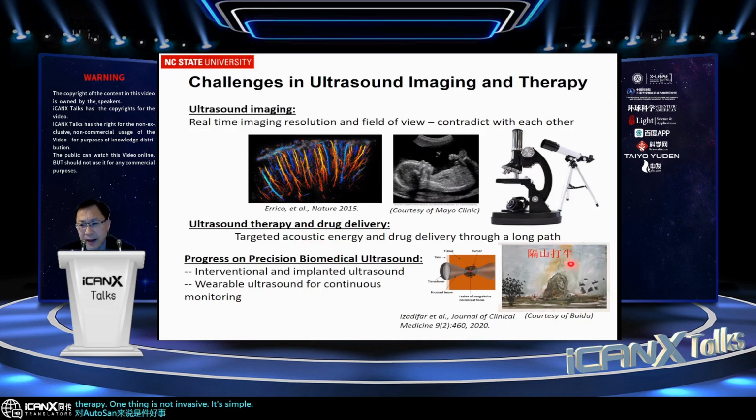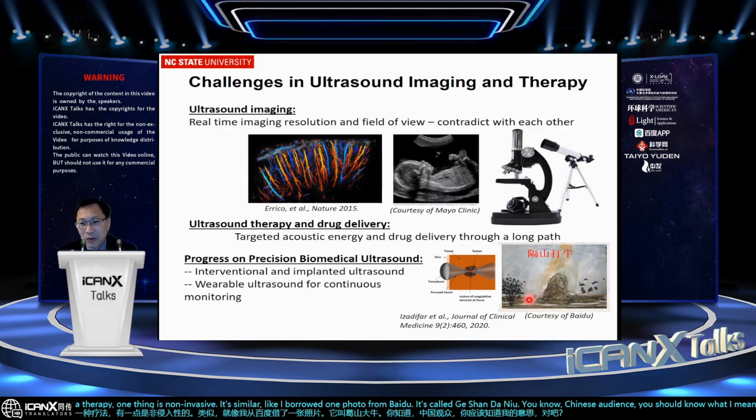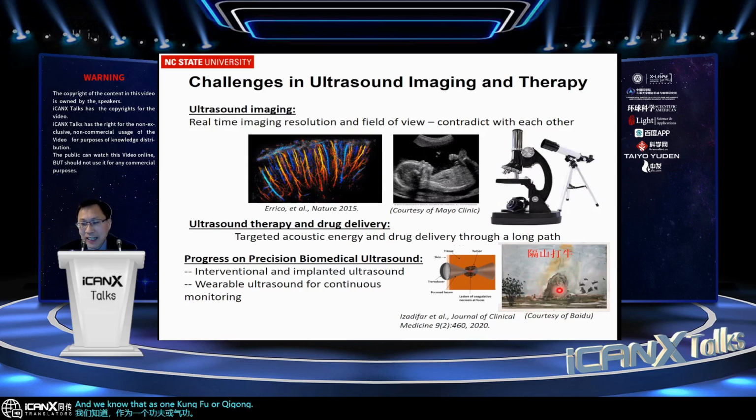It's similar to a photo I borrowed from Baidu. It's called 隔山打牛. If you're a Chinese audience, you should know what I mean, right? We know there's a Kung Fu or Qigong master who can hit the cows on the other side of the mountain without even getting close to them. We don't know if that actually happened, but it means something. It's non-invasive, and then they can hit a target very accurately.